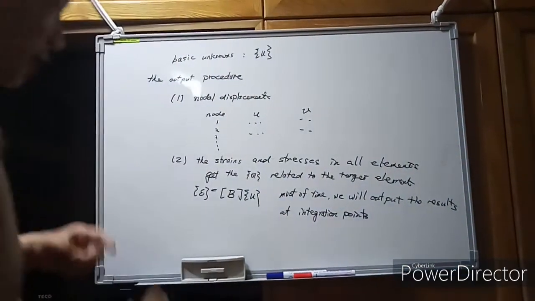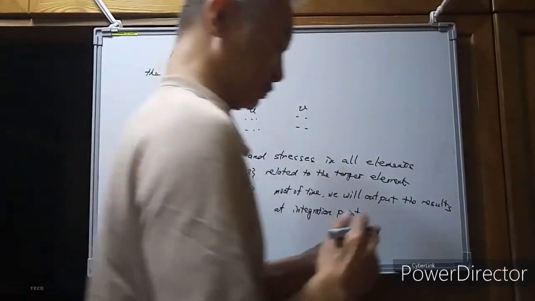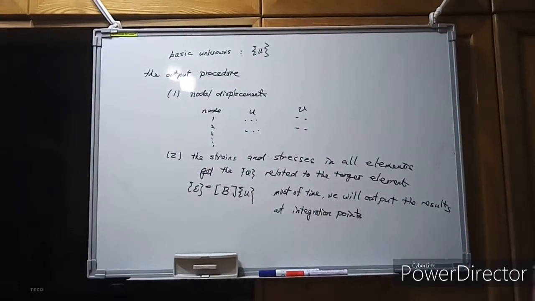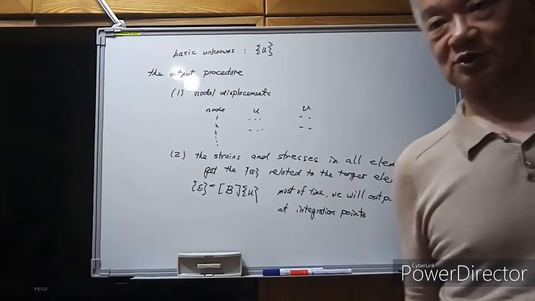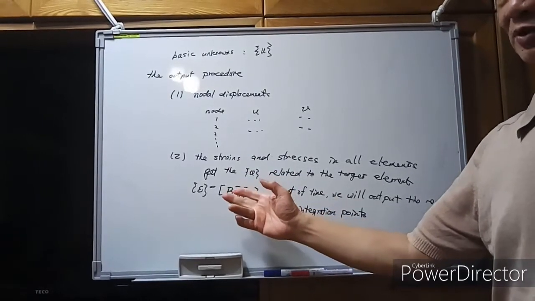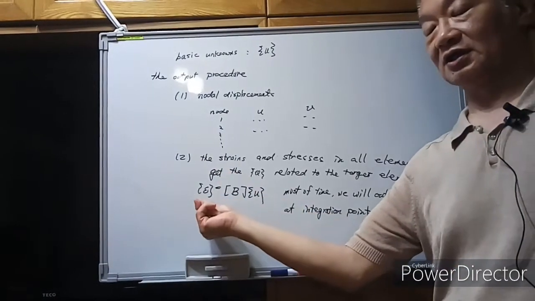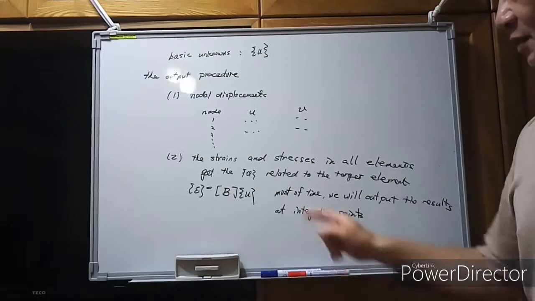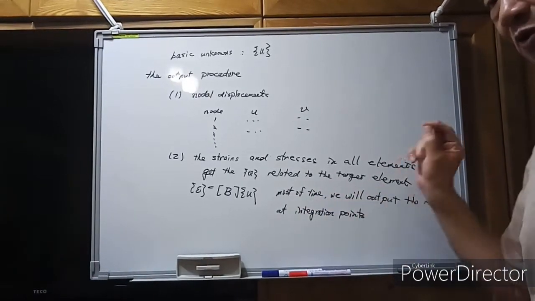Okay, if we use this formula, we can output the strains at any location, as long as xi and eta are between -1 and +1. We can use all possible xi and eta to calculate the B matrix. Then we can calculate the epsilon vector at the corresponding locations. But most of the time, we will output the results at integration points.